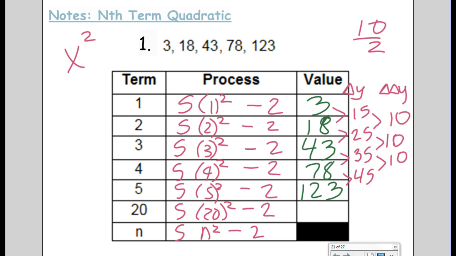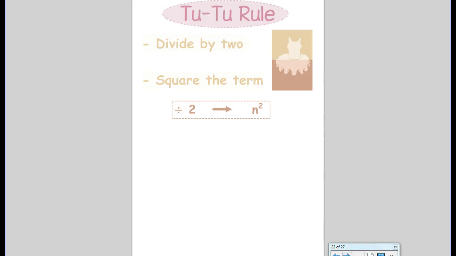5n squared minus 2. Go ahead and plug 20 in and see if you can get that one correct. 5 times 20 squared minus 2. It should be a big number. 1,998. Yep. See how quadratics get really large really quickly.